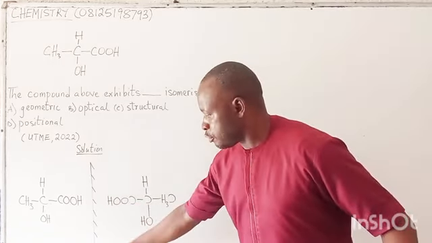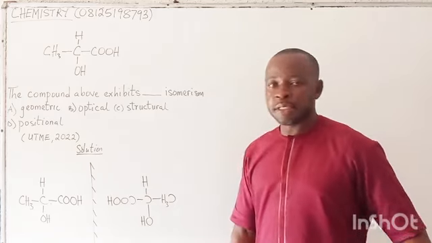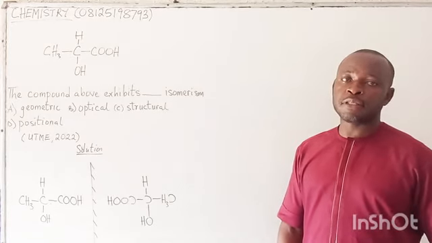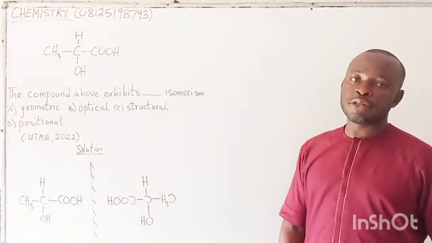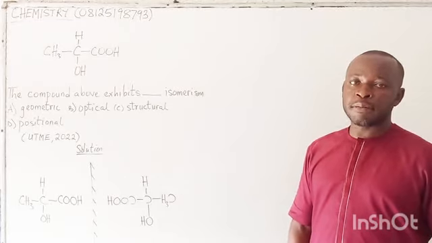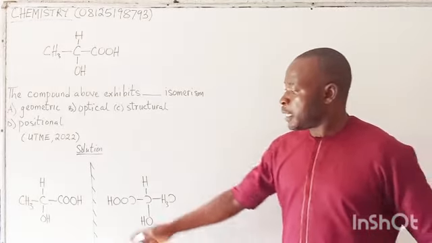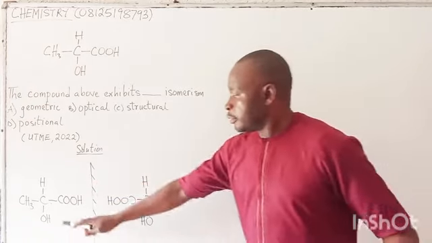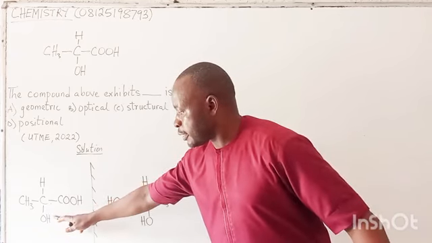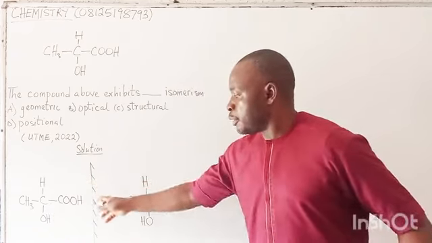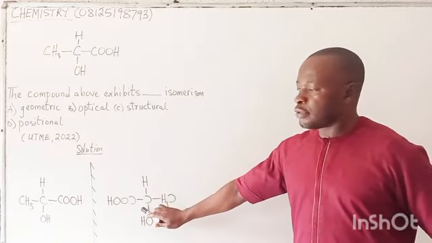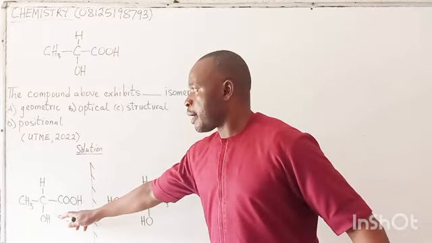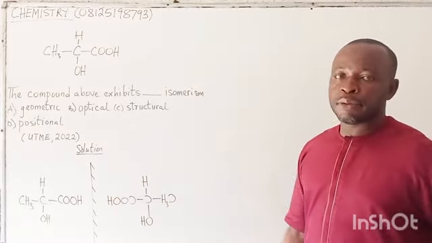Then a straight line is drawn representing a plane mirror. Those of you that offer physics, do you remember the plane mirror when it is drawn during a physics experiment? This plane mirror is kept here and then it is viewed. This compound is like the object. You view through this plane mirror and try to draw what you see. That is the image of this compound as seen in the plane mirror.